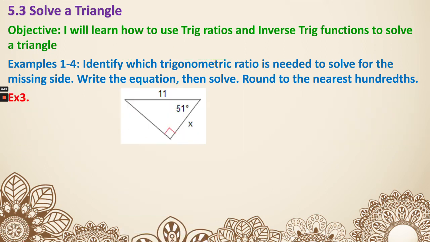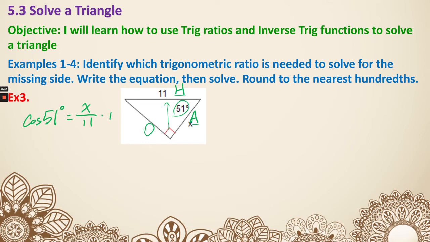That is example 2. Next, example 3. Angle is right here. This is adjacent because it's next to the angle, not facing it. This will be the opposite. And the 11 is facing the right angle, so that is going to be the hypotenuse. So I'm using adjacent and hypotenuse for this example, so that is going to be cosine. So cosine 51 degrees equals adjacent x over 11.